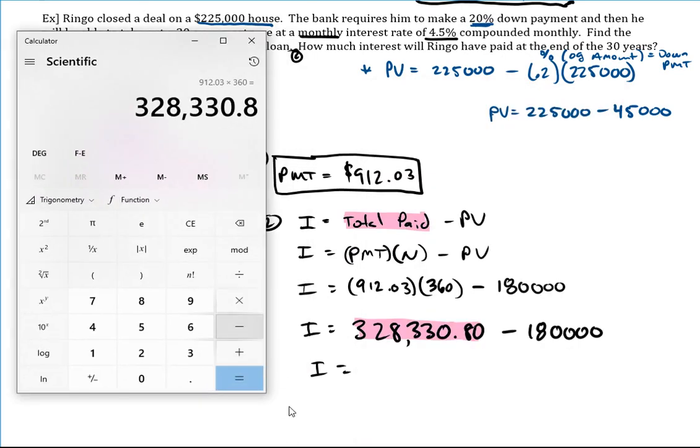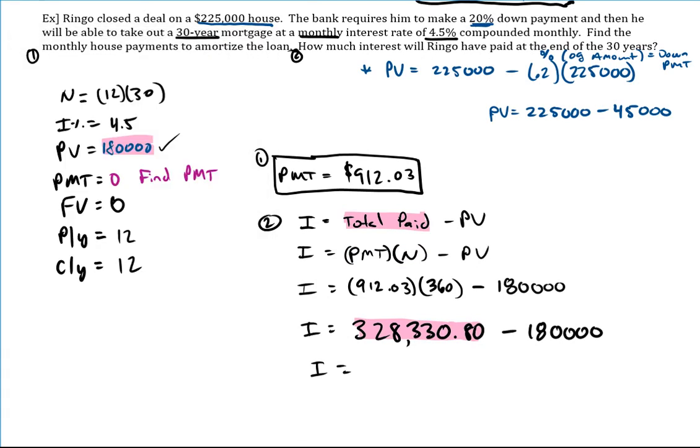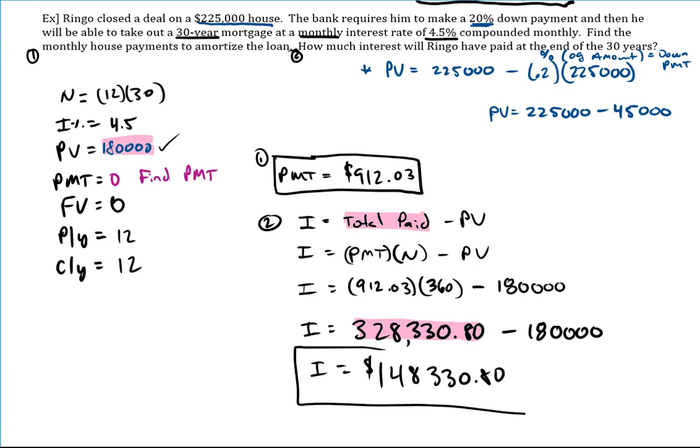So the 328,330.80 minus 180,000. So it's 148,330 and 80 cents extra. So that's the money lost over those 30 years if we could have paid off the house right away. So that's how you can find interest. If it did want how much was paid on the total loan, there it is in the pink. But chances are they would only want the interest.